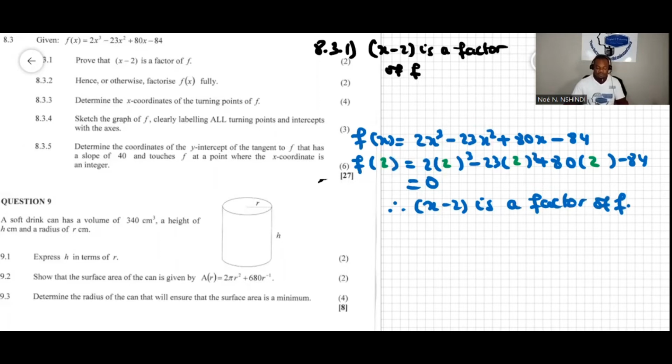Now, that was 8.3.1. Now we're going to do 8.3.2. The question says, hence or otherwise, factorize f of x fully. We're going to factorize f of x because we already proved that x minus 2 is one of the factors. So we can write the function like x minus 2, open bracket, and then close bracket there, equal to 2x cubed minus 23x squared plus 80x minus 84.